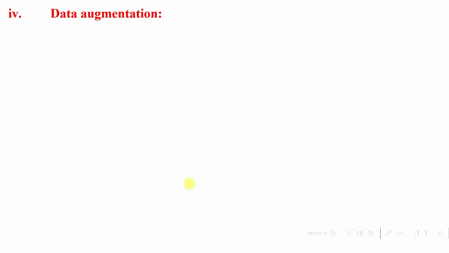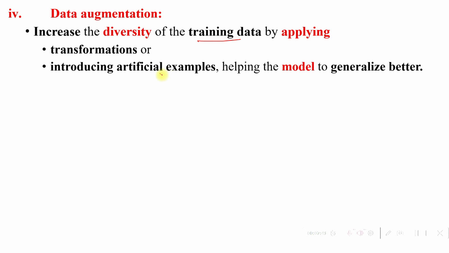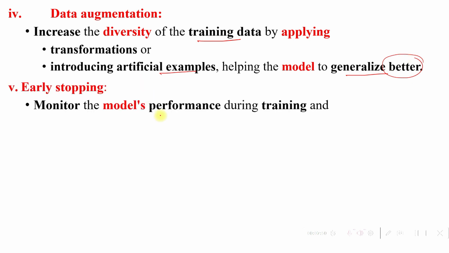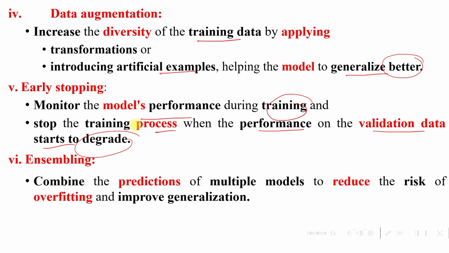The fourth one is data augmentation: increase the diversity of training data by applying transformations or introducing artificial examples, helping the model to generalize better. And early stopping: monitor the model's performance during training as well as testing, and stop the training process when the performance on the validation data starts to degrade. This is simply called early stopping. And ensembling: combine the predictions of multiple models to reduce the risk of overfitting and improve generalization.